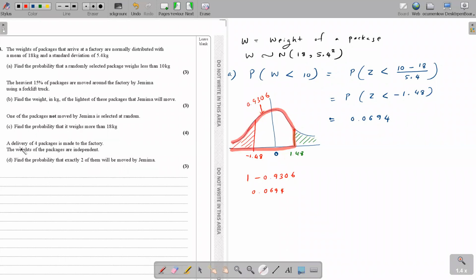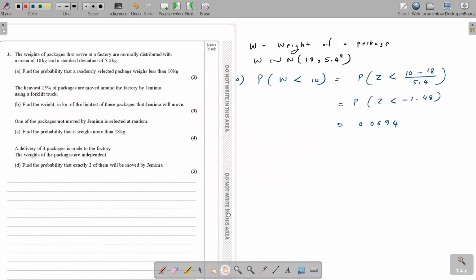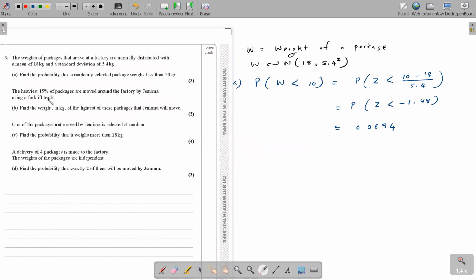Okay, so next one. You don't have to do all of this, just one is enough. This is why I erased all of that. Part B, the heaviest 15% of packages. Now you have to think about the normal distribution. They are talking about the heaviest 15% of packages, which are moved around the factory by Jemima using a forklift truck. Find the weight in kilograms of the lightest of these packages that Jemima will move.